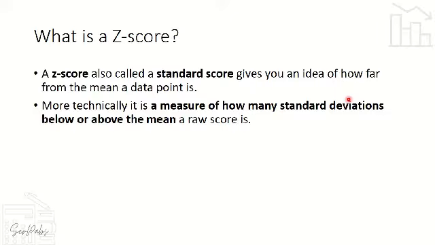So, Z-score kasi yung ginagamit natin para ma-represent natin yung probability in a given normal distribution. So, a Z-score, also called a standard score, gives you an idea of how far from the mean a data point is. So, binibigay nito yung idea kung gaano kalayo yung isang score from the mean, either gaano kataas or gaano kababa from the mean. So, more technically, it is a measure of how many standard deviations below and above the mean a raw score is.